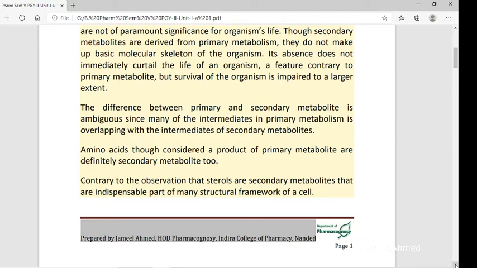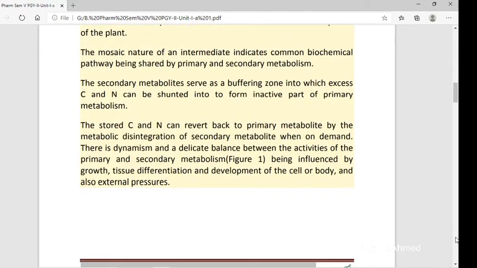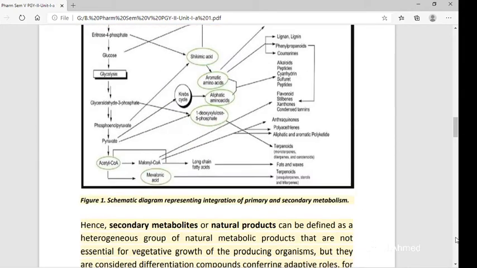Now the examples of secondary metabolites: alkaloids. You know that alkaloids are basic in nature. They are present as secondary metabolites in plants. Glycosides are there, flavonoids are there, resins are there, terpenoids are there. These are the differences between primary and secondary metabolites.